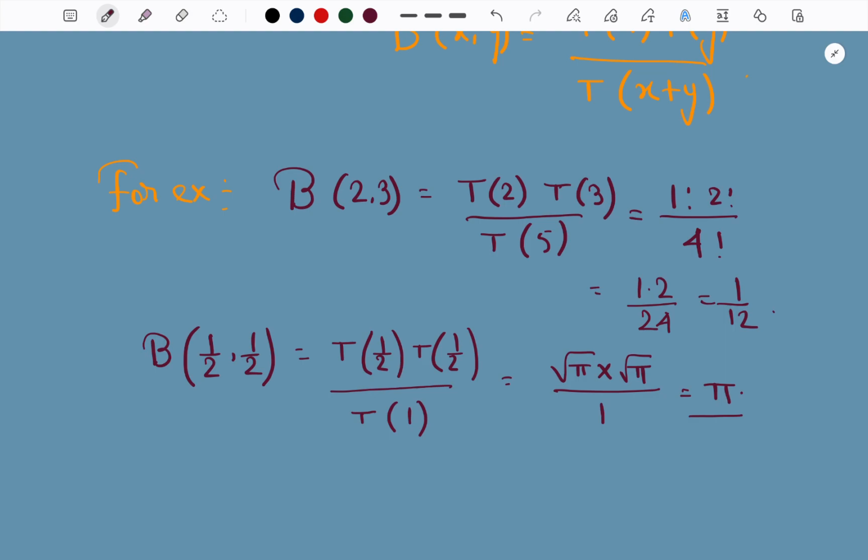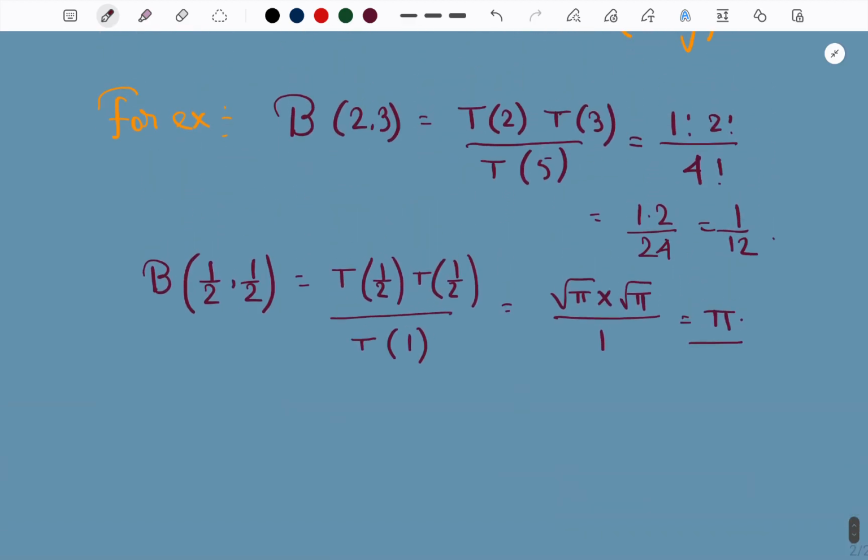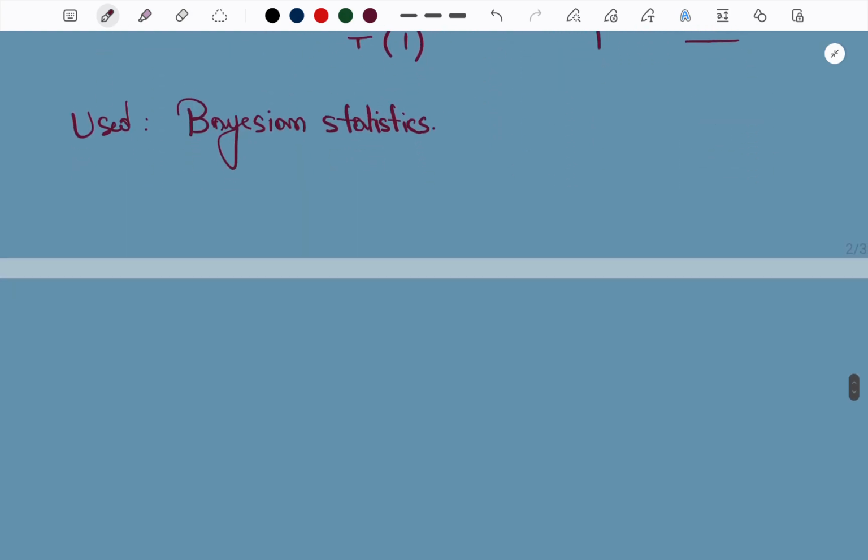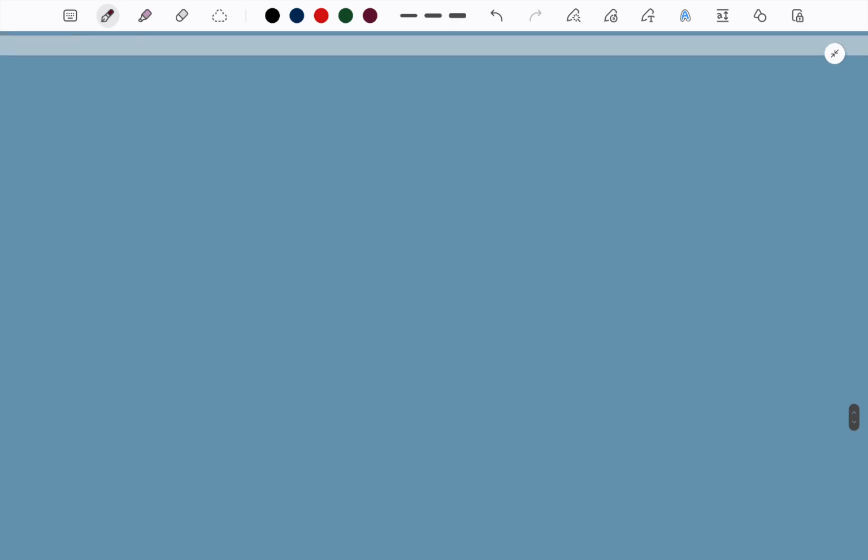Now what is the real world application? Why do we study this beta function? Basically it is used in Bayesian statistics. Now this is another topic which we are going to deal with later when we study higher mathematics, and it is used to model probabilities in machine learning for probability distributions, and it is also used in physics for particle interactions. So we have connected beta and gamma function.